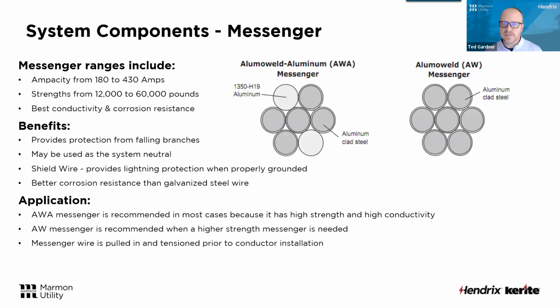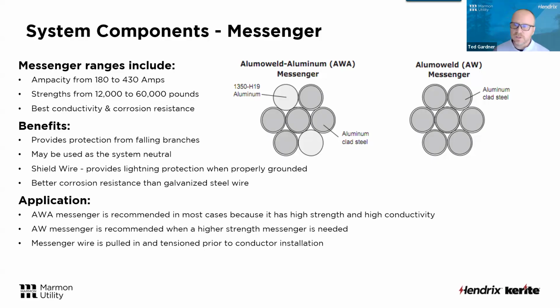This stops at 60,000 pounds of rated breaking strength, but I actually think we've got some larger messengers that we use with some of our larger cable sizes these days. But like I said, it's going to serve multiple purposes. It's going to protect the system from any falling branches and tree limbs. It's going to work as your system neutral.